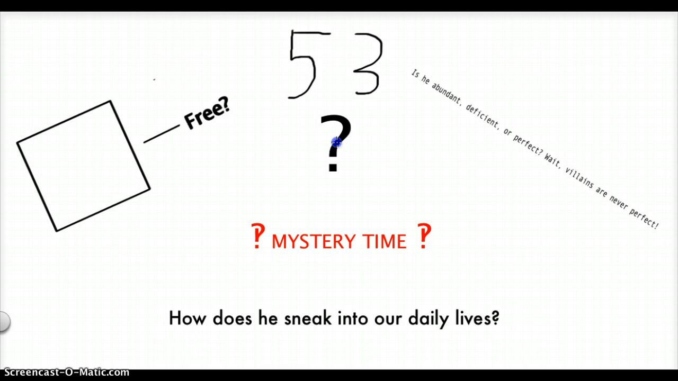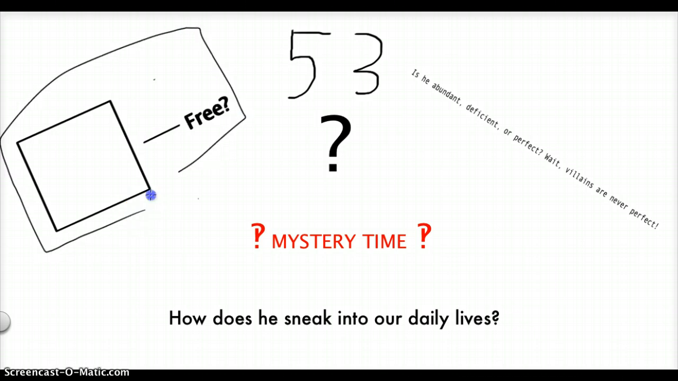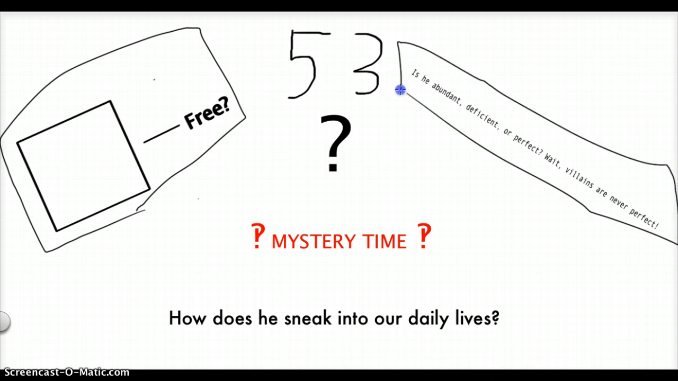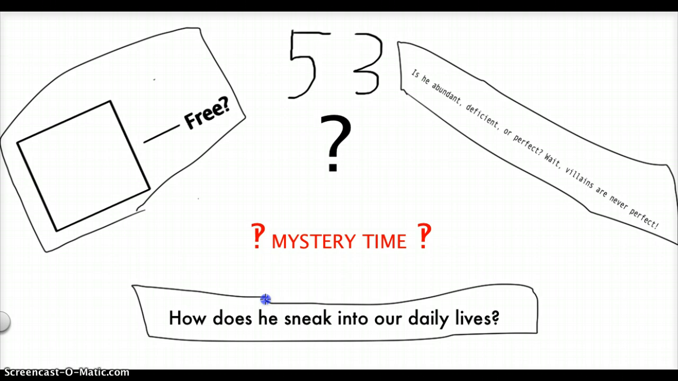Now, I will enter where no other agents have ever dwelled before. Here, I will talk about whether 53 is square free or not, whether he is abundant, deficient, or perfect, probably not perfect, and how he manages to blend into our daily lives.